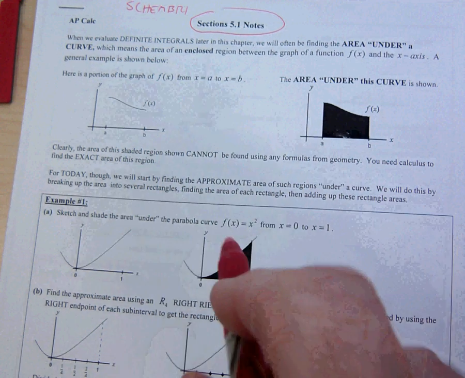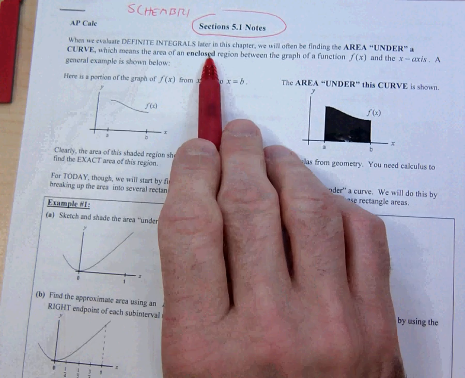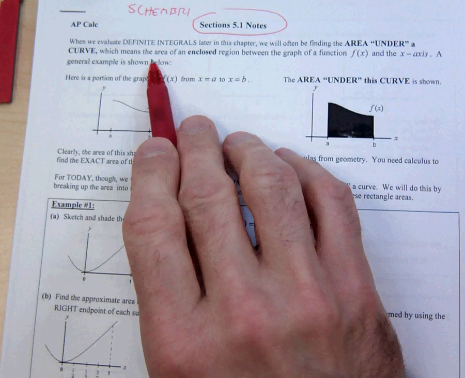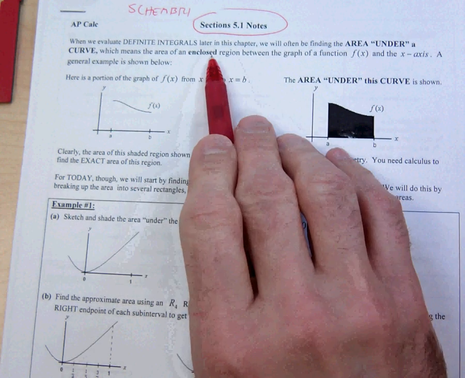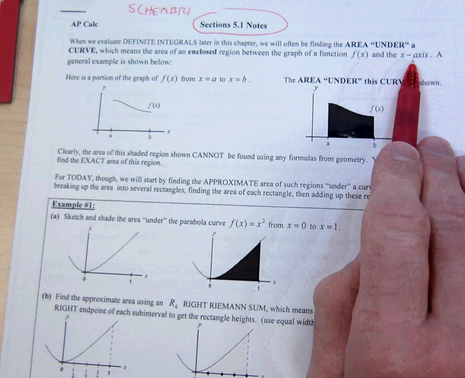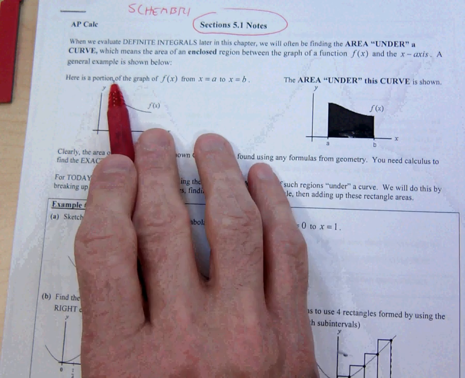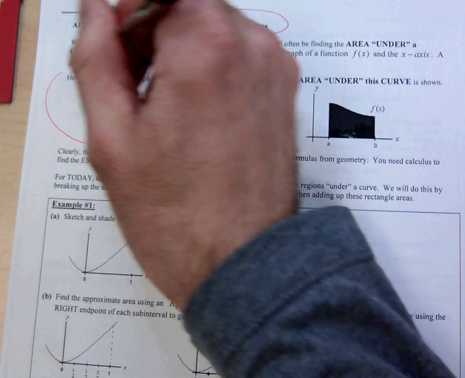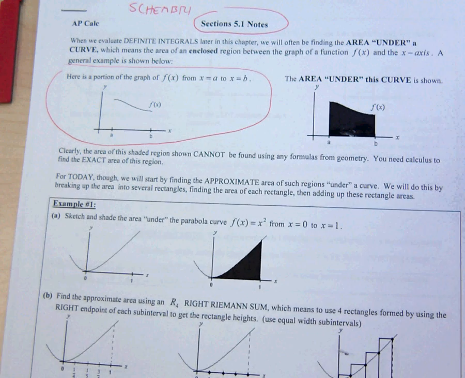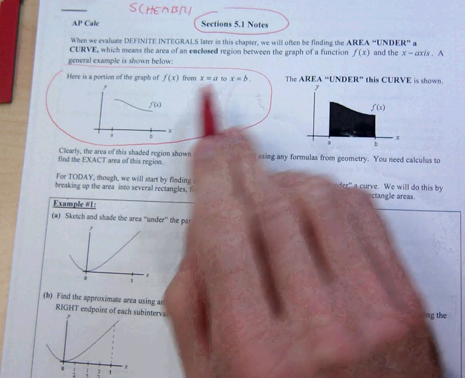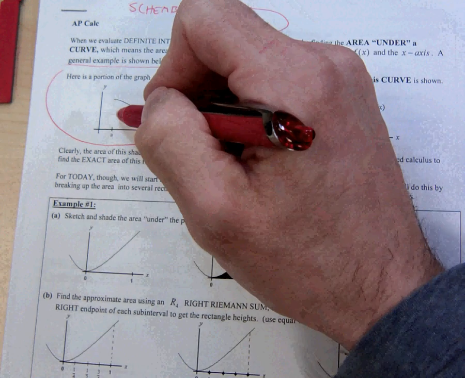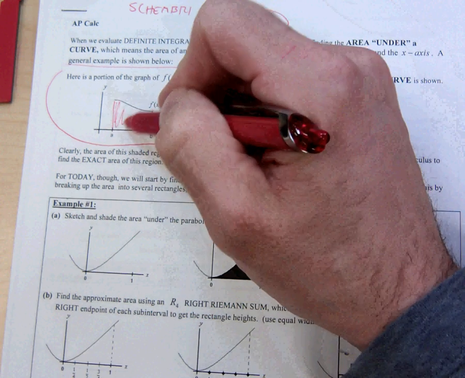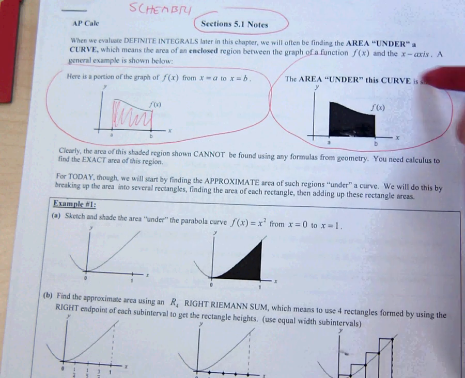Okay, when we evaluate definite integrals later on in this chapter, we will often be finding the area under a curve, which means the area of an enclosed region between the graph of a function and the x-axis. So I showed you a general example here below. This is just a portion of the graph of some function f of x from x equals a to b. If you shade between the curve and the x-axis, you're going to get a region that looks something like this.